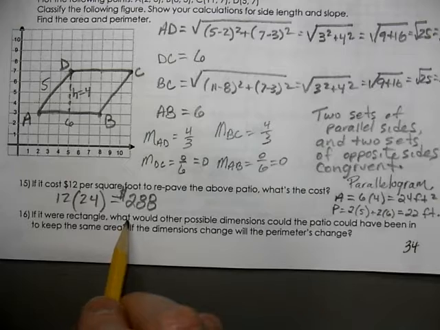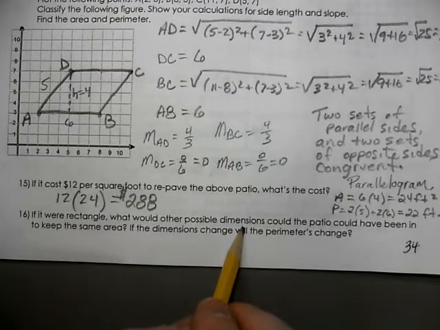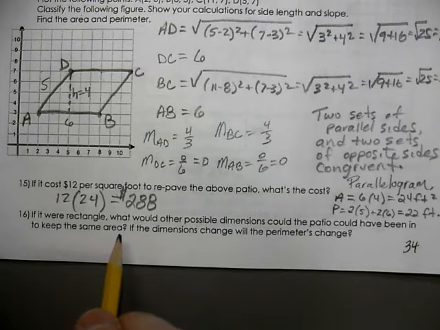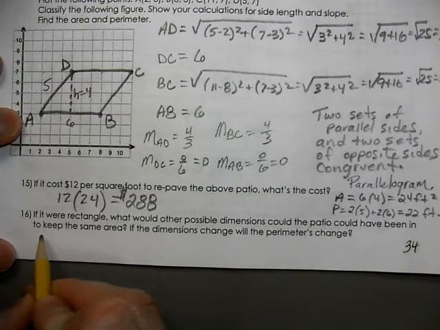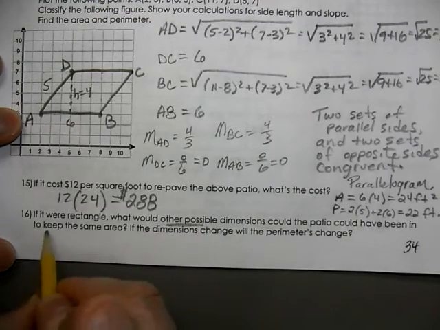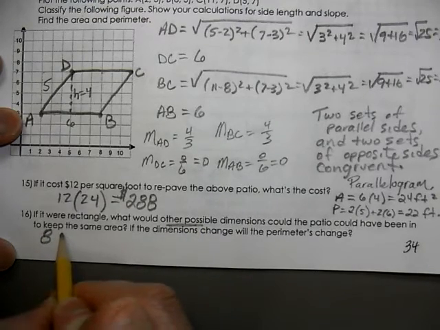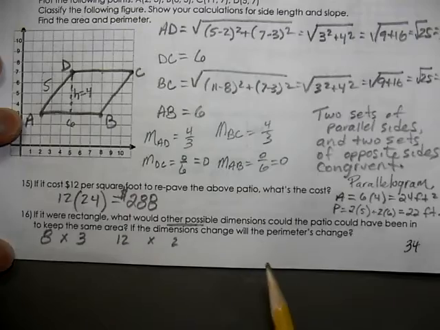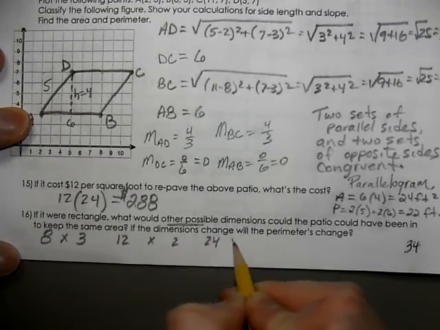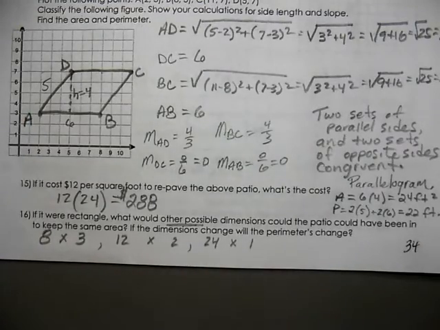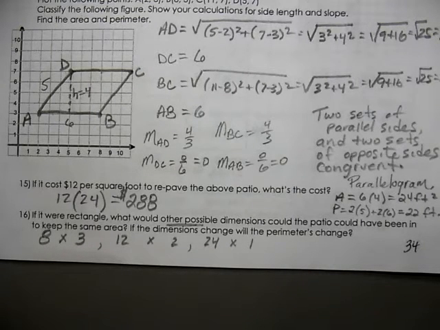If it were a rectangle, what would other possible dimensions, what could they have been to get the same area? We have an area of 24. So we could have had, we want other possible. So we could have had 8 by 3. We could have had 12 by 2. You could have had 24 by 1. Several different answers to have gotten the same area with different dimensions.